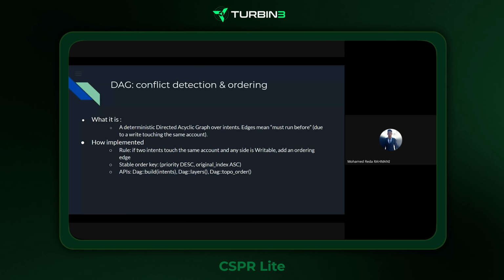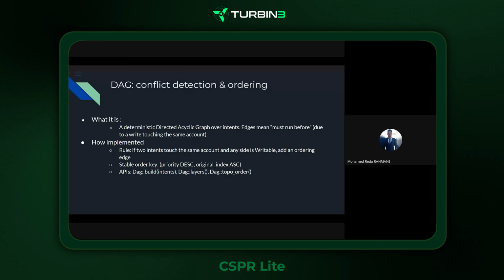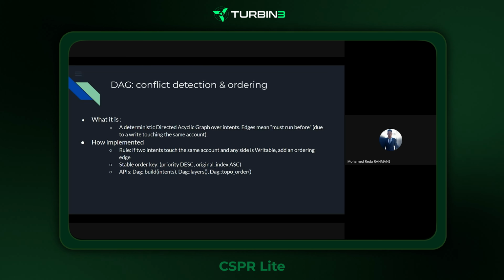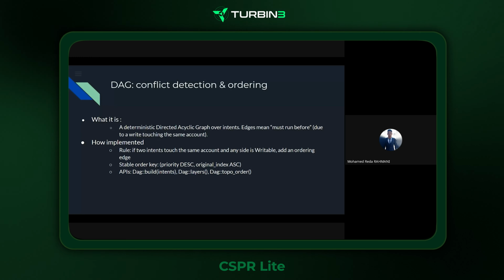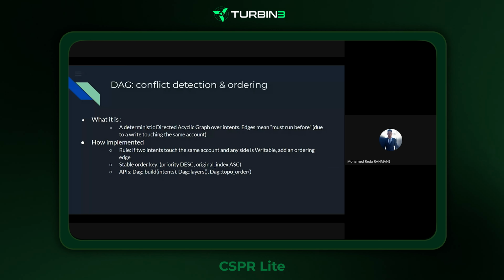From the DAG, we get a topological order and layers, which are sets of steps that can run in parallel. For example, if both are reads, they can run in parallel. If one writes and the other reads, the writer must go first. And lastly, if both write, we enforce a stable order. So the first one writes, and the second needs to wait for it.